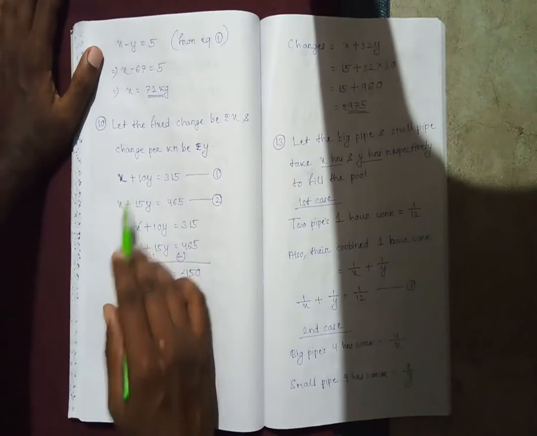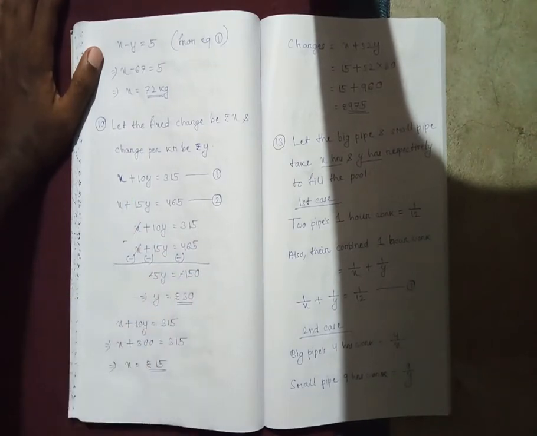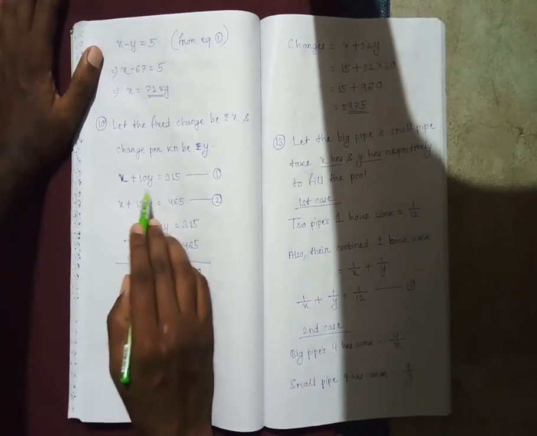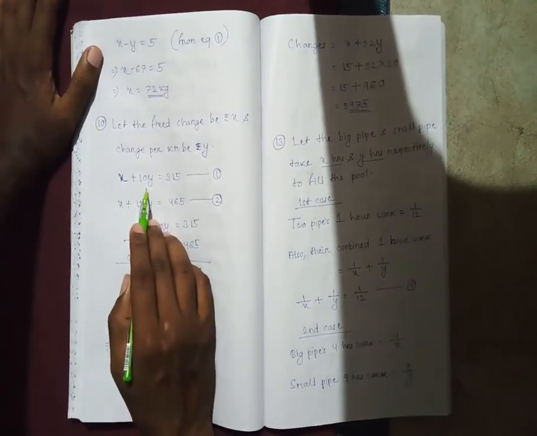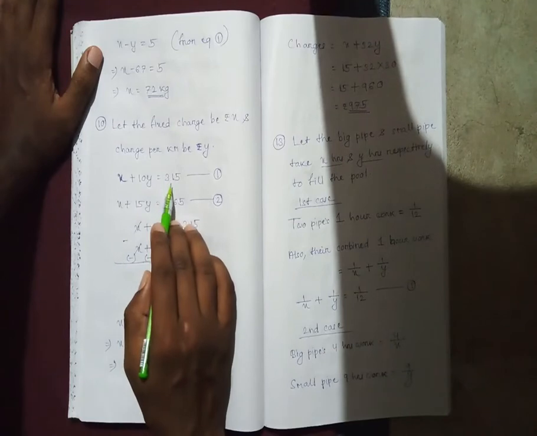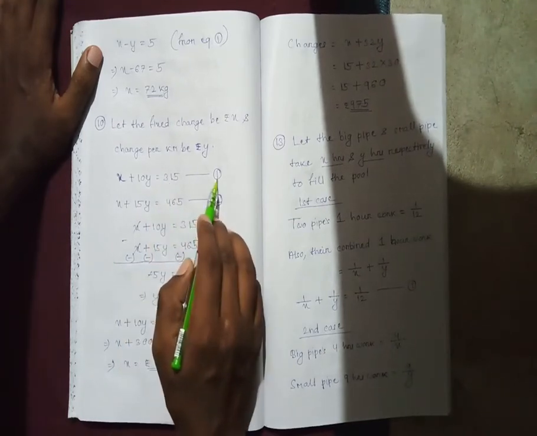Let us go for the first equation. According to the question, if the taxi is taken for 10 kilometers, then you will have to pay rupees 315. So fixed charge, that is x, plus per kilometer charge y rupees. So for 10 kilometers it will be 10y. So x plus 10y is rupees 315. Let it be equation 1.